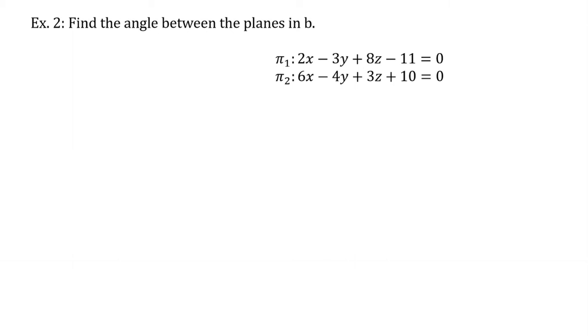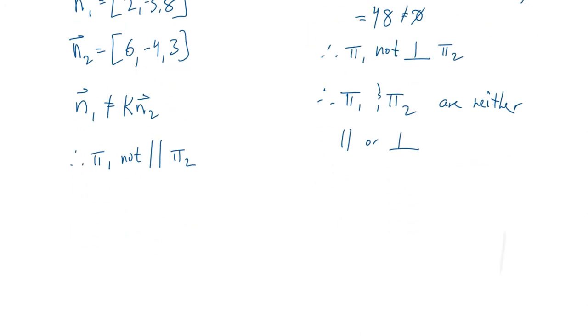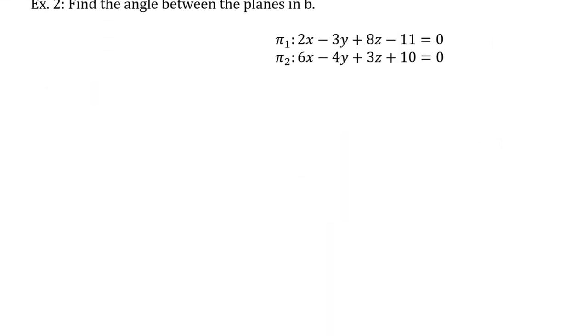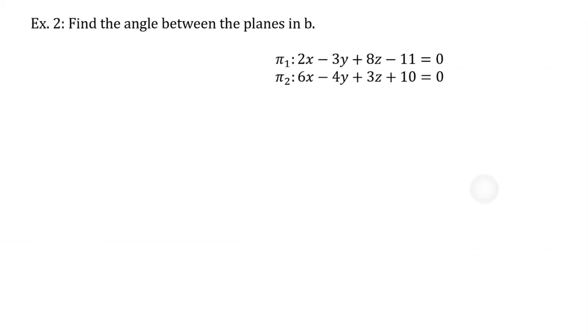Okay, example 2, find the angle between the planes in B. So these are the same planes as B, is that right? Yep, they are. Now I'm finding the angle between them. Well, the angle between the planes is going to be the same as the angle between the normals, right?